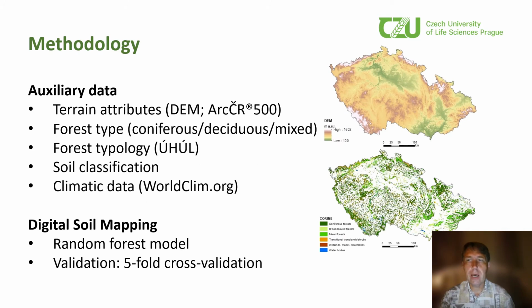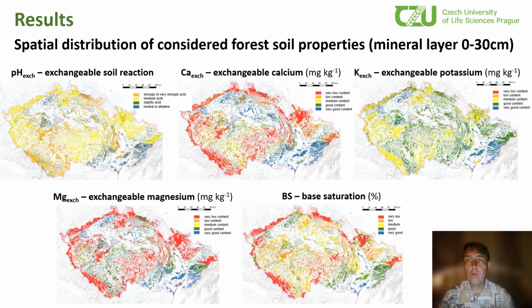The auxiliary data in prediction models included terrain attributes, forest types and typology, soil classification, and climatic data. After testing several prediction model types, we used the random forest prediction model with five-fold cross-validation. These maps show predicted spatial distribution of the most important soil properties considered in the forest soil acidification assessment.